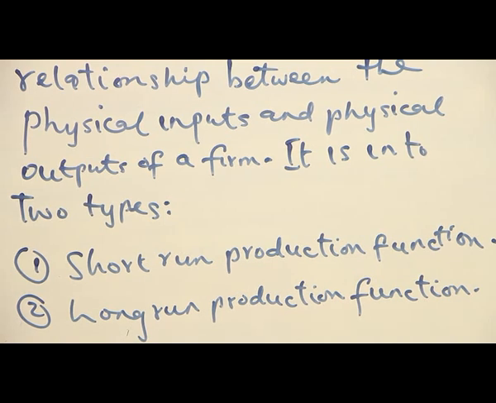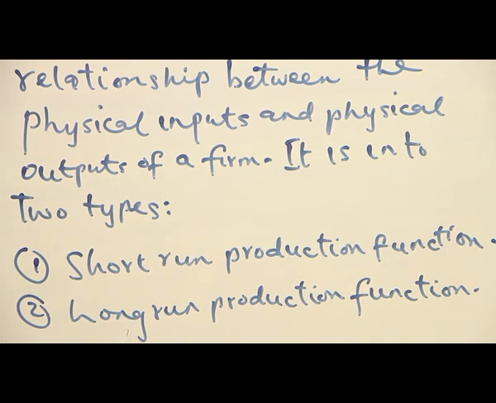And production depends on factors of production. And what are the factors of production? We have land, we have labor, we have capital, and we have the entrepreneur that will coordinate all these factors of production. So when we are talking about production function, production depends on factors of production. And what are the factors of production? They are land, labor, capital, and entrepreneur.